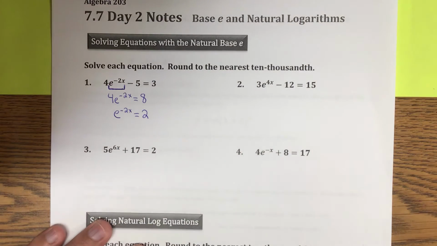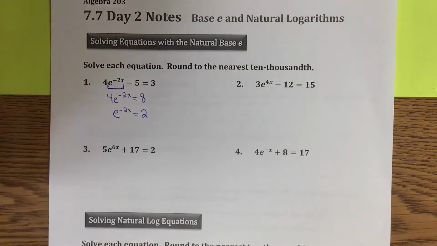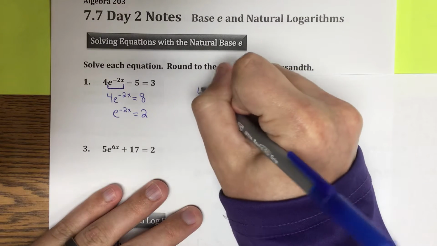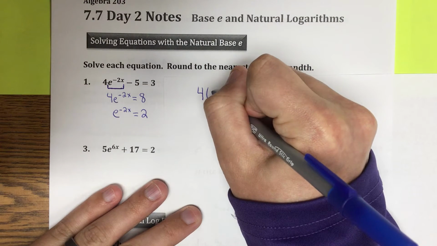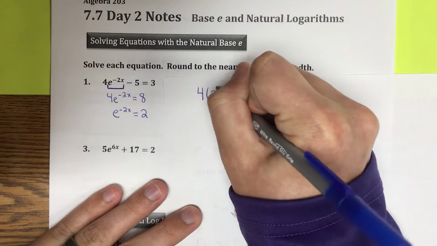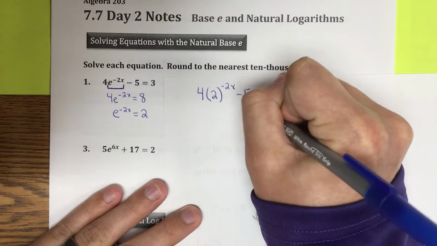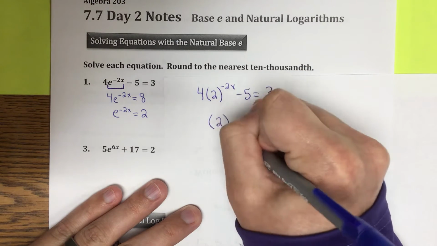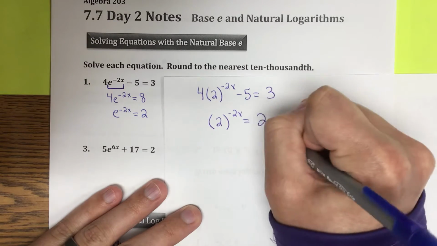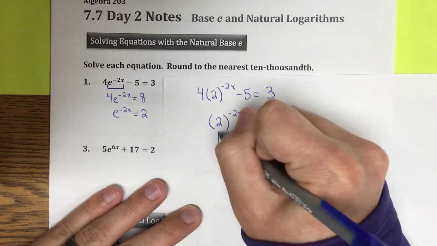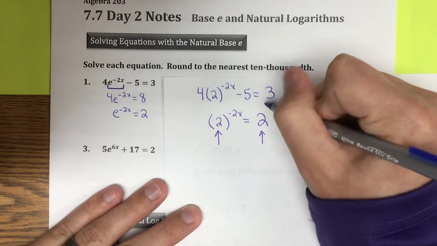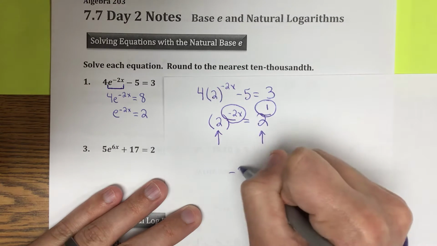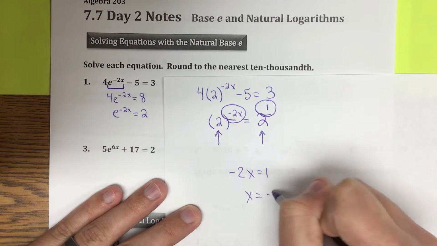So if I show you real fast a previous problem, okay, I'm going to compare this, don't need to write this down, but let's say I had 4 times 2 to the negative 2x power minus 5 is equal to 3. Well, I would still add the 5 over, and I would still divide by 4, but my goal would be to get bases to be the same, and as you can see right here, the bases are the same, so what would happen is I would take this exponent and set it equal to this one, and then solve for x.